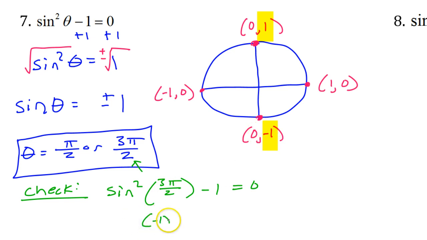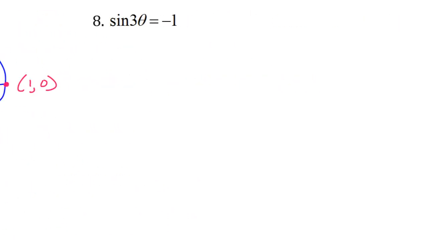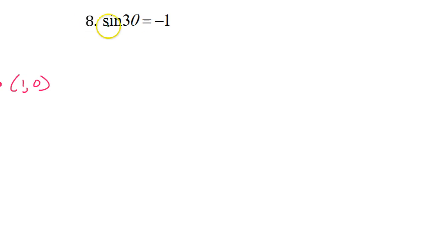All right, so there's my negative 1. Now this is sine squared, so this will be negative 1 squared. And of course, negative 1 squared is positive 1. So that gives us 1 minus 1, which does in fact equal 0. So that is what is happening. It checks out. All right, anyway, let's keep going.